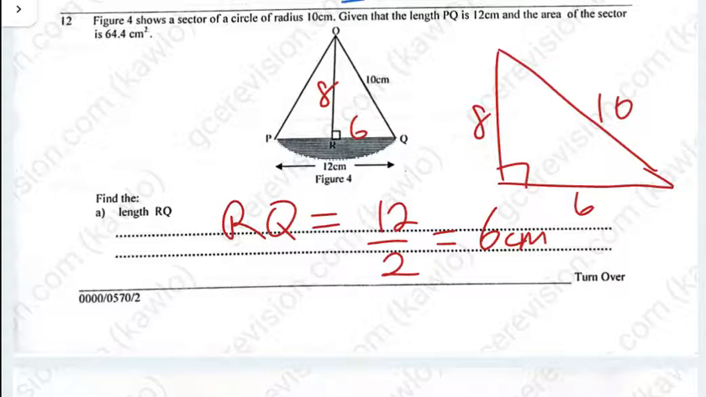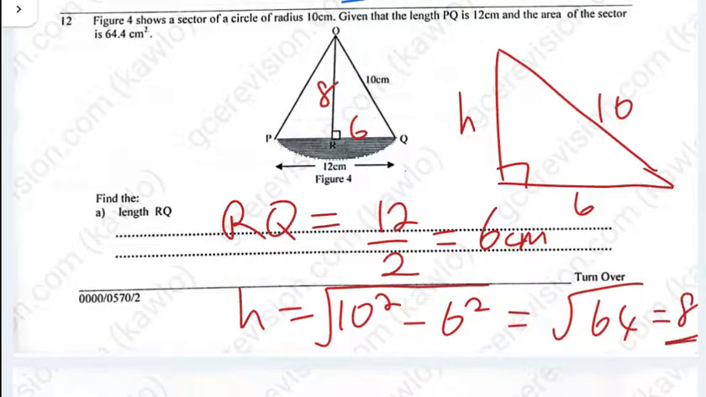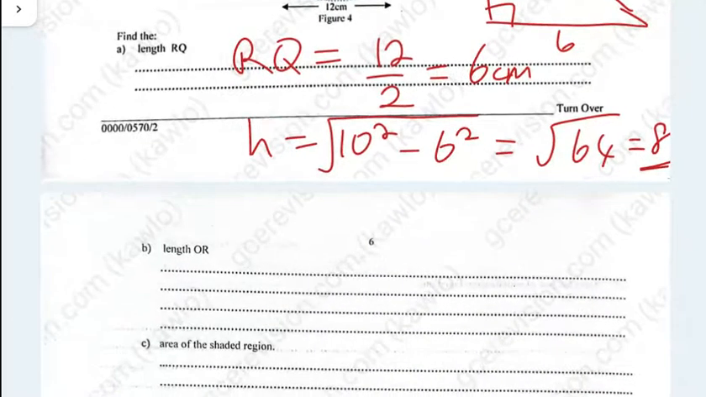And how do you get that side as 8? Let's say this is the height h. So h should be equal to the square root of the hypotenuse squared minus the other side squared. This gives us the square root of 100 minus 36, which is the square root of 64. The square root of 64 is equal to 8. So that side is 8, right? So the length OR is 8.